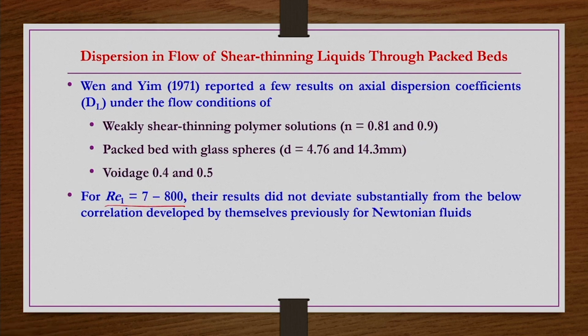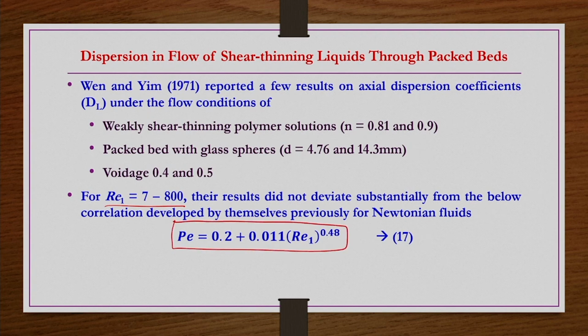These are all experimental results we are discussing now, because we wanted to see the effect of non-Newtonian fluids on dispersion in packed beds. They developed a correlation for the case of Newtonian fluids. With the voidage and the diameter of the packing particles kept the same, they took Newtonian fluids and did the experiments in order to find the dispersion coefficients. They found this correlation is suitable.